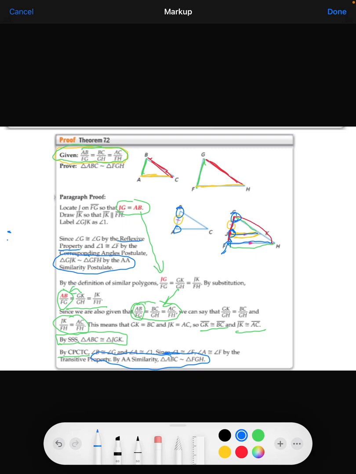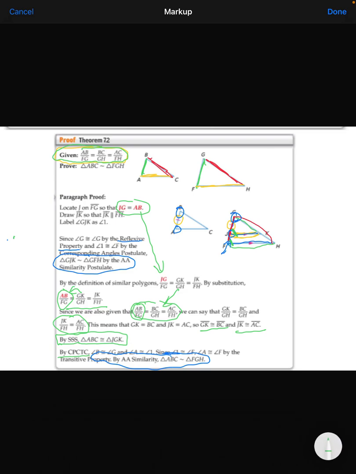So our transitive property we used here, we're saying if 1 is equal to F, so if this angle here is equal to this angle here, and A is equal to 1, so this one is equal to F, then A is going to be equal to F as well.